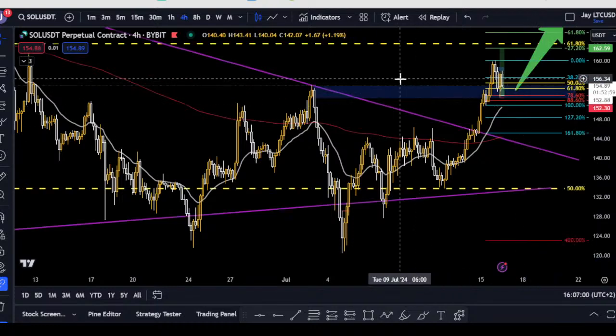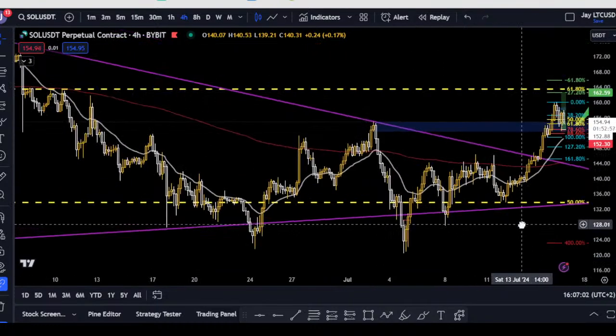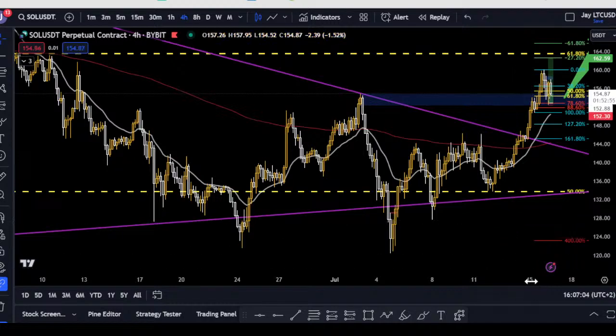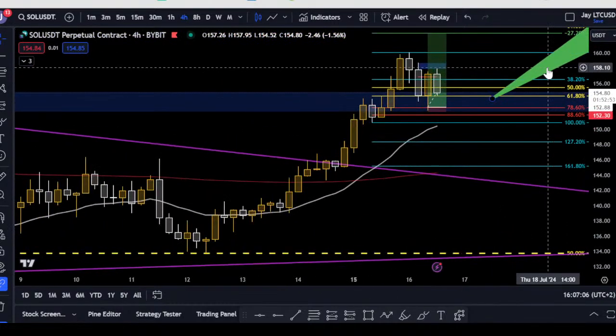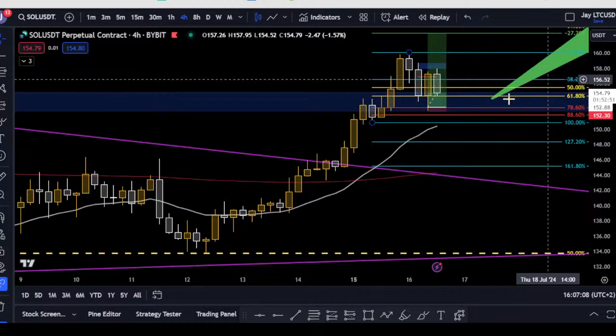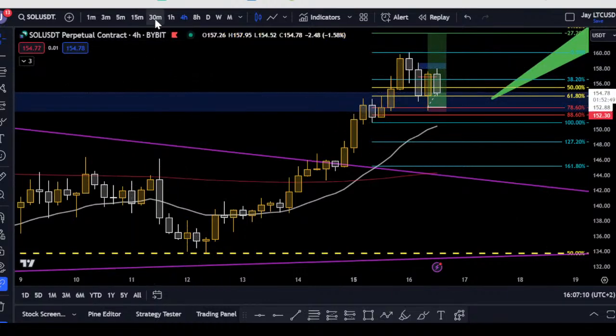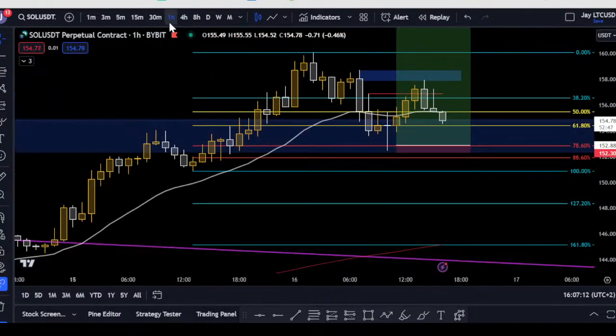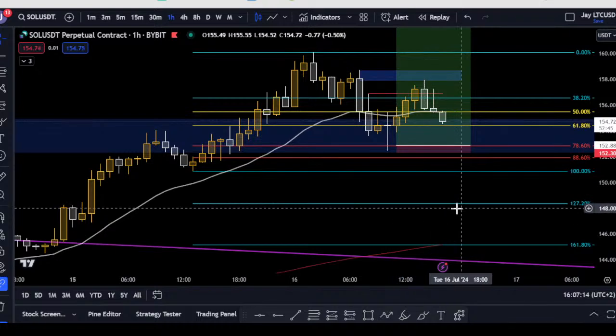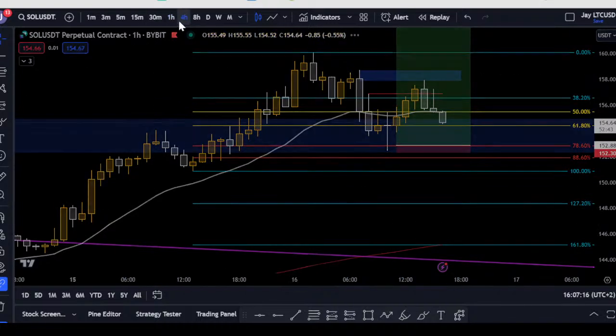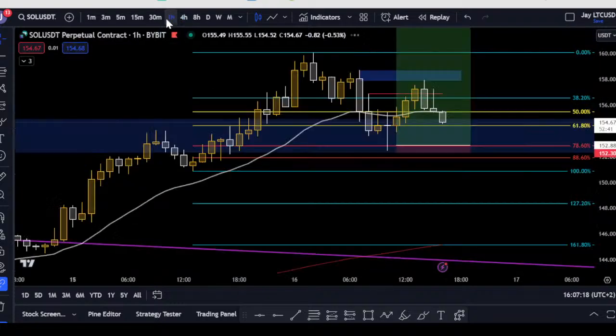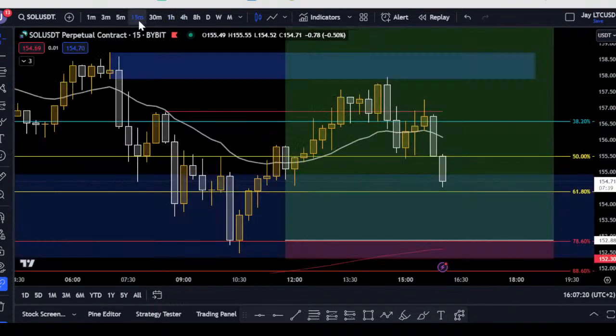My Solana trade is retracing a little bit. This one is also having a hard time breaking through. Back in the sweet spot we are. Interesting.